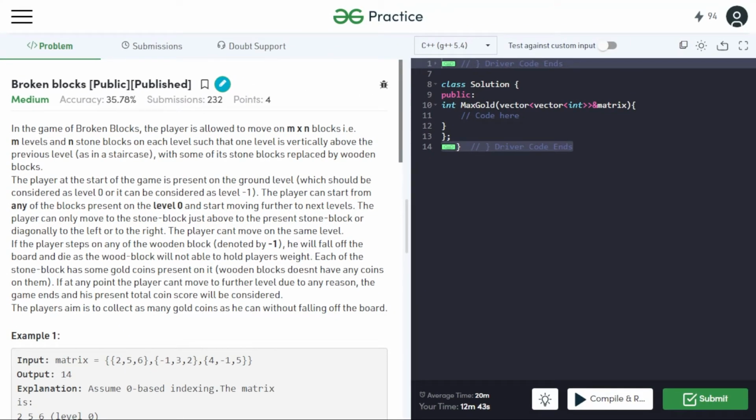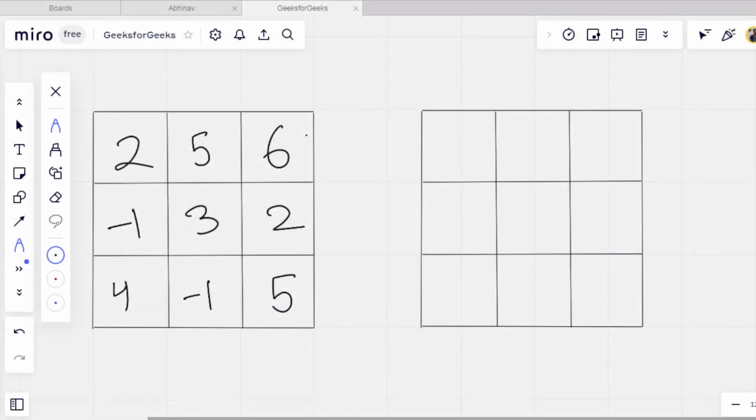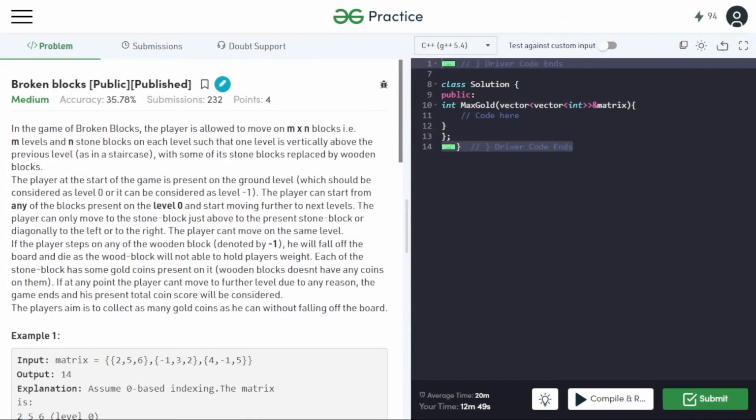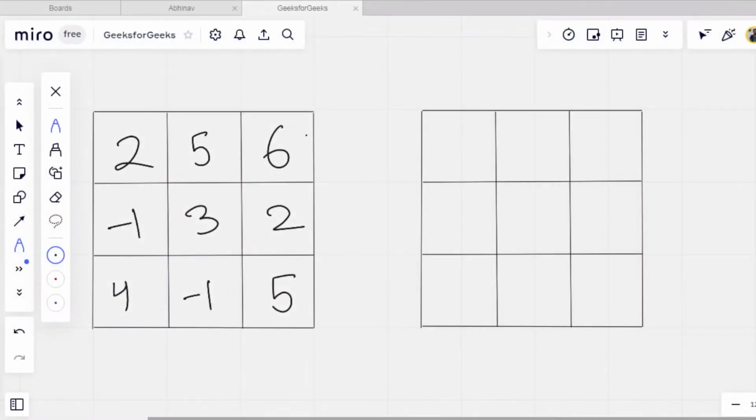So now let's understand this more clearly. This is the test case given to us, the same test case which was given in the example. The answer for this particular test case is 14. If I take 6, then 3, then 5, you can see that 6 plus 3 plus 5 is 14. This is how the player will move and collect 14 coins. But how will he collect 14? We will understand that.